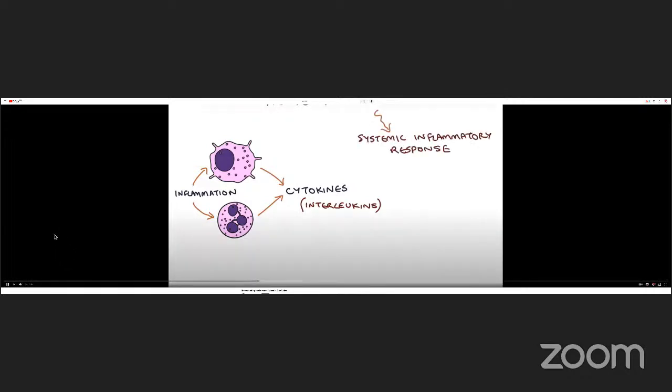Itself actually stimulates macrophages and neutrophils to secrete more cytokines, notably chemicals called interleukins. This is known as the acute phase response, and it leads to a more systemic inflammatory response.